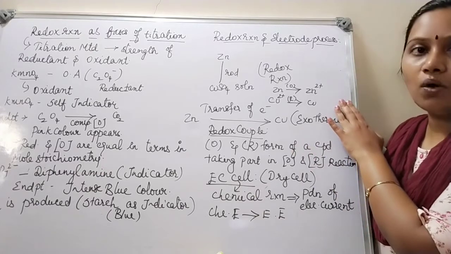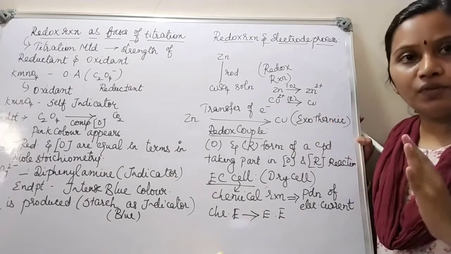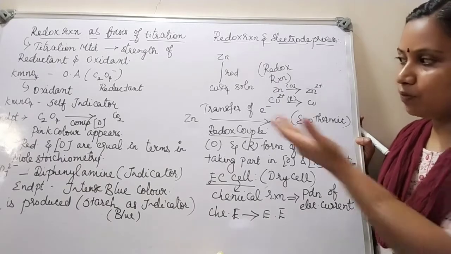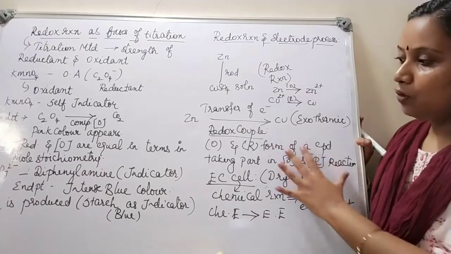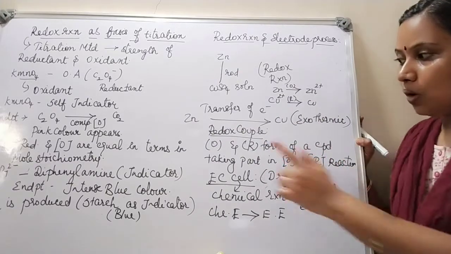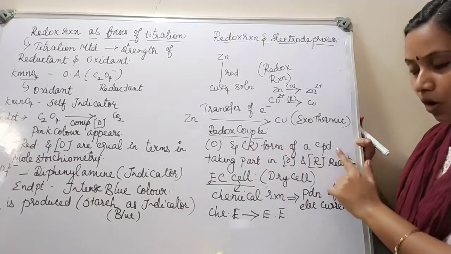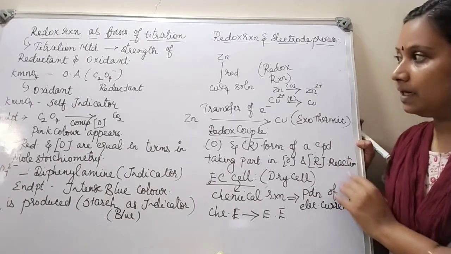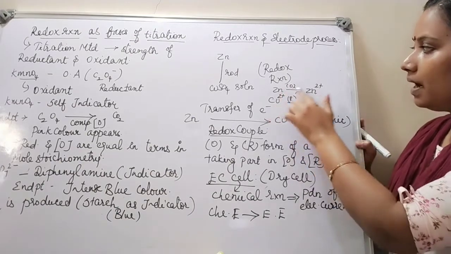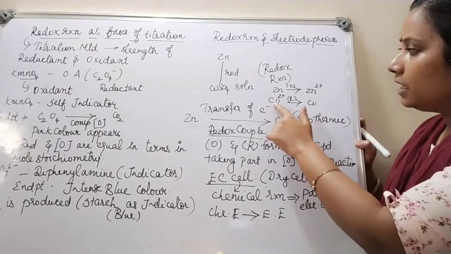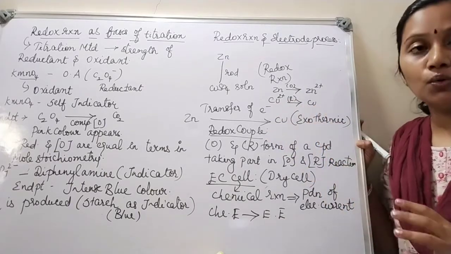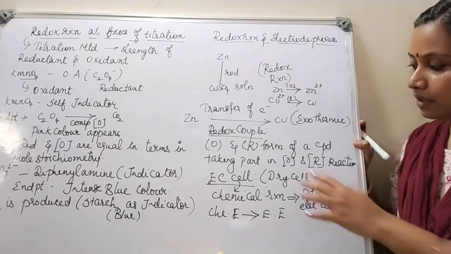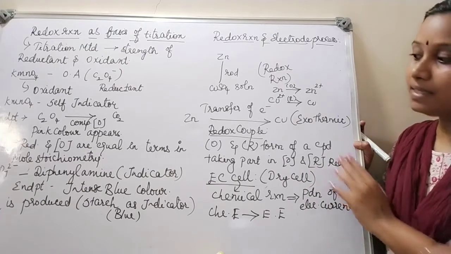So this is about redox reaction and the electrode process, use of electrode where simultaneous oxidation and reduction is happening, and the transfer of electrons from one element to the other. Now what is a redox couple? The oxidized and reduced form of a compound taking part in an oxidation and reduction reaction is called a redox couple. I can tell from this example, Zn|Zn2+ is a redox couple. Cu2+|Cu is a redox couple. So the oxidized and the reduced form of a particular element taking part in the oxidation and the reduction reaction is called a redox couple.